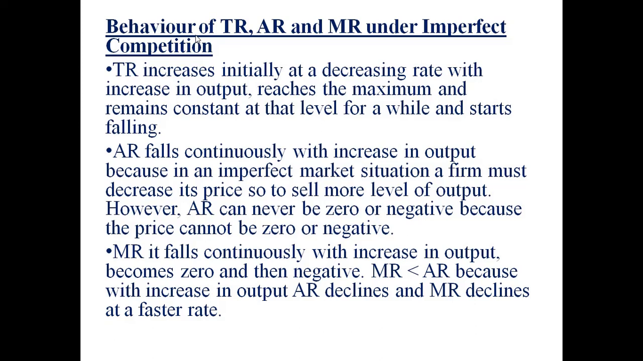Because in that imperfect competition, the firms are selling varieties of goods. The goods sold are not homogeneous but heterogeneous. So the consumers have options. They have different options to purchase the goods that are available in the market by paying different price levels.